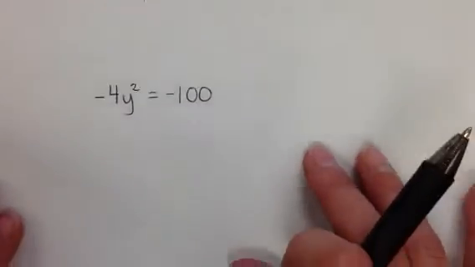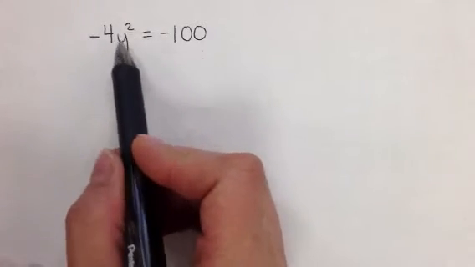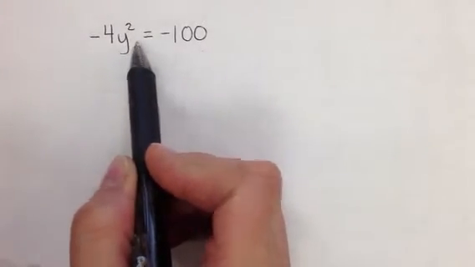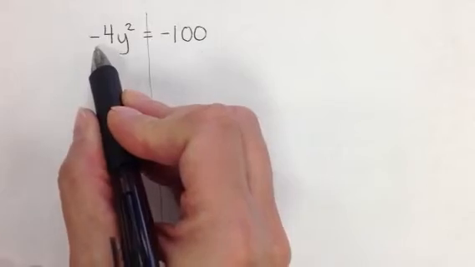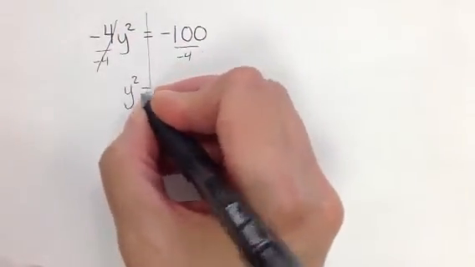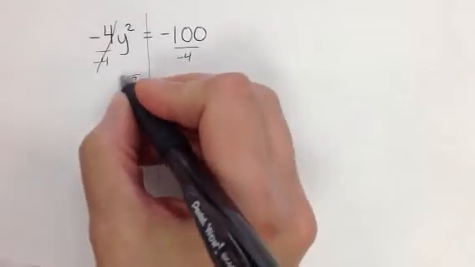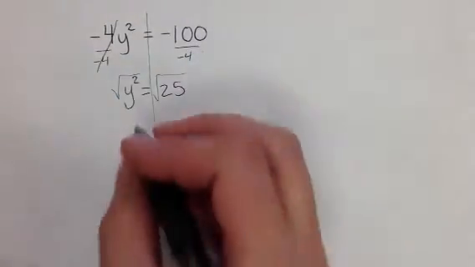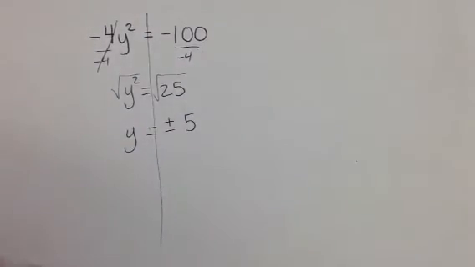Okay, let's do another example. So this one was a little bit trickier. It had an extra step in here. You always want to get this alone first before you take the square root. So how do I get rid of the negative 4? Dividing. The opposite, this is negative 4 times y squared, the opposite is divide. Okay, I get y squared equals positive 25. And now the opposite of squaring, square root. Do it to both sides. And I get y equals plus or minus 5. Okay, remember you can use your calculator to check this.